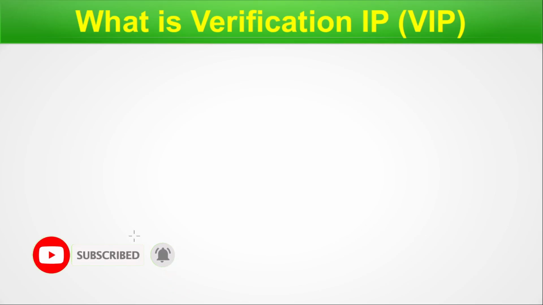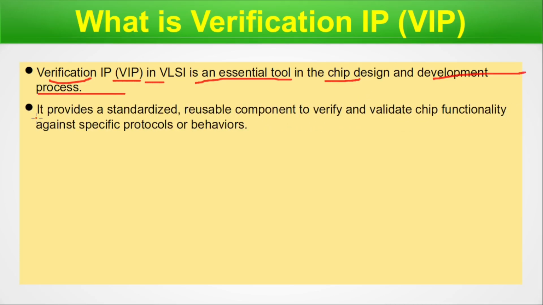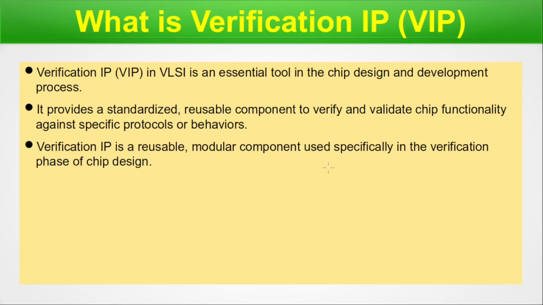What is verification IP? Now in this slide, we will go in detail. We start with our first point. Verification IP, abbreviated as VIP, in VLSI is an essential tool for the chip design and development process. It provides standardized, reusable components to verify and validate chip functionality against specific protocols or behavior. Now, these protocols are very important. Protocols mean how a block, specifically a standardized block, according to maybe IEEE, behaves. So that behavior is governed by the protocols. Verification IP is a reusable, modular component and used specifically in the verification phase of a chip design.